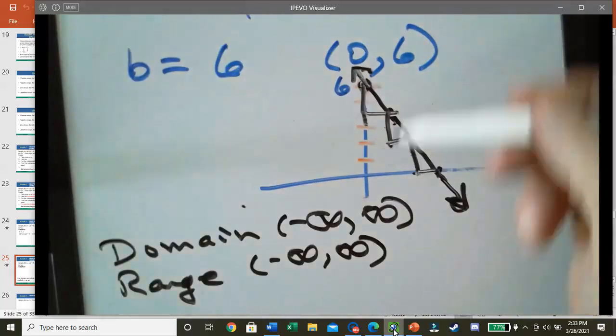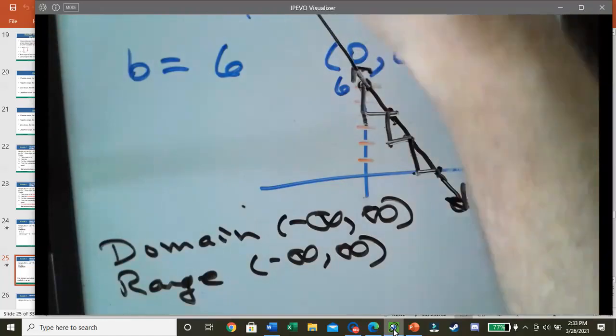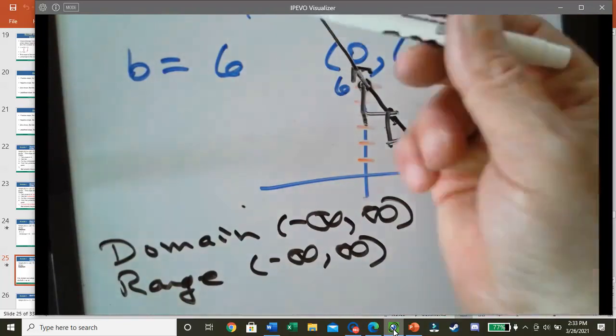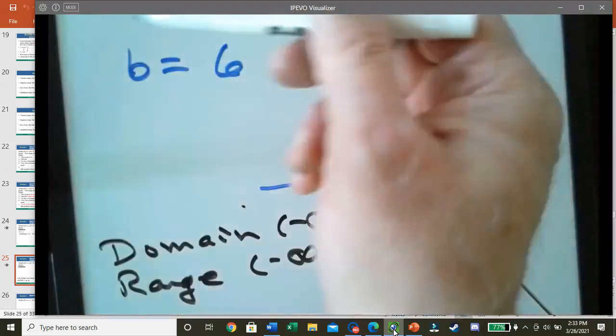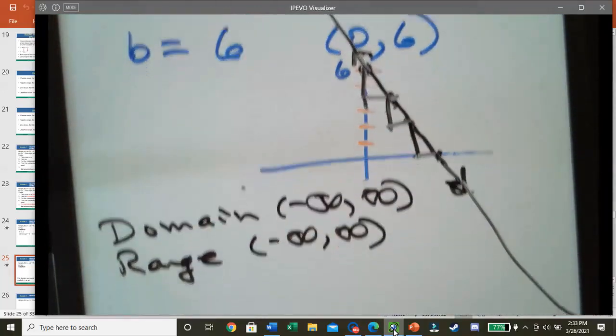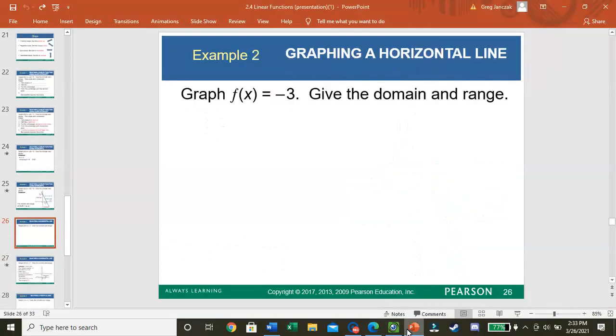Range, remember, is the change in the y values, right? So that's going to keep going up and keep going down. So that's negative infinity to infinity for y, and it keeps going to the left, so that's negative infinity. It's going to keep going to the right, so that's positive infinity. Okay? Questions there? Okay.